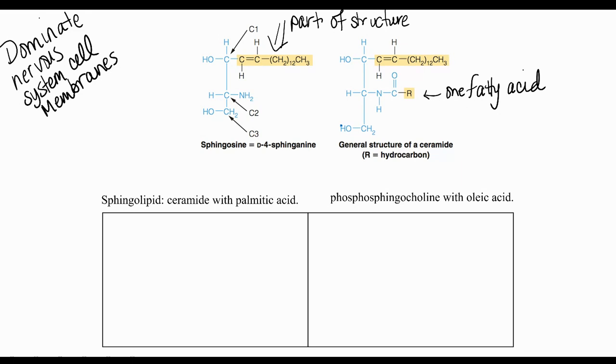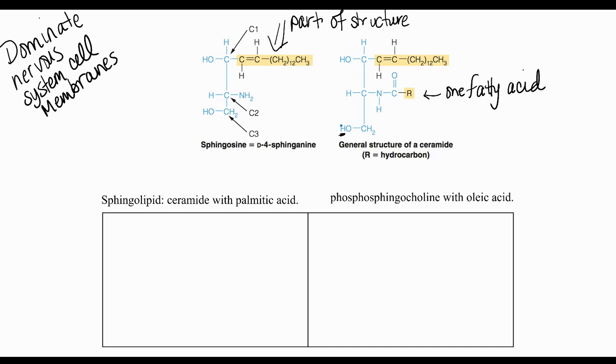Okay, I'll stop messing with that. So you can get rid of this H and then attach any of those other groups: ethanolamine, choline, serine. All right, so let's try to draw these real quick.